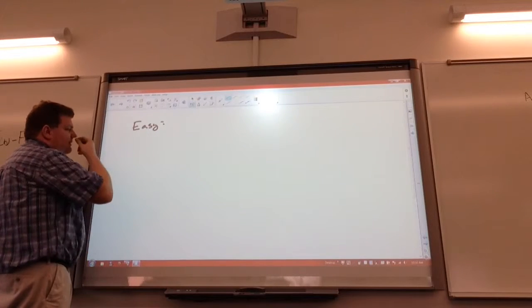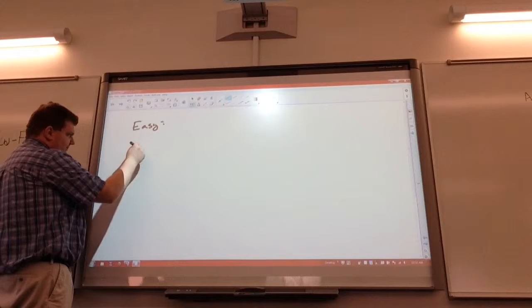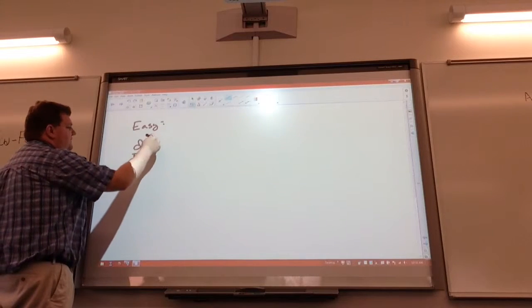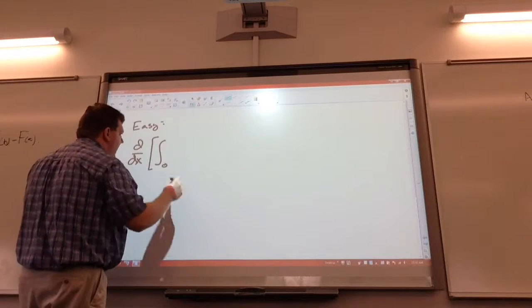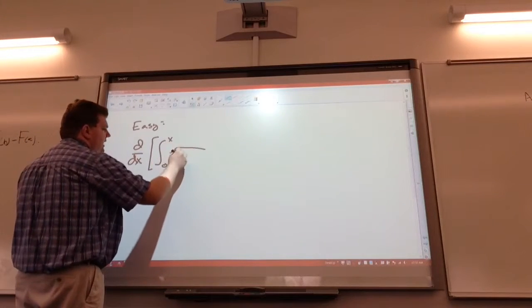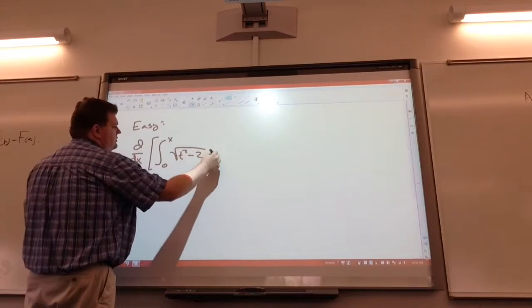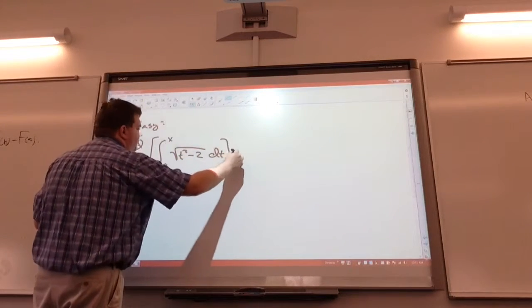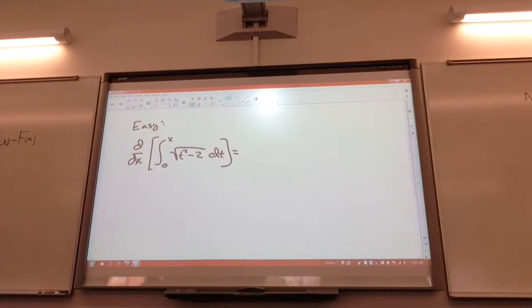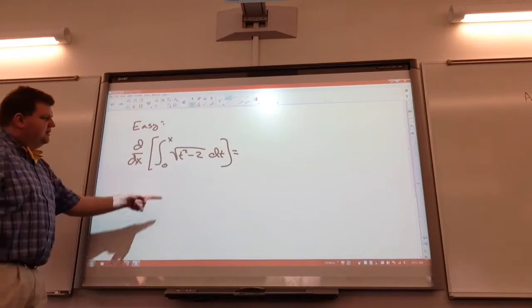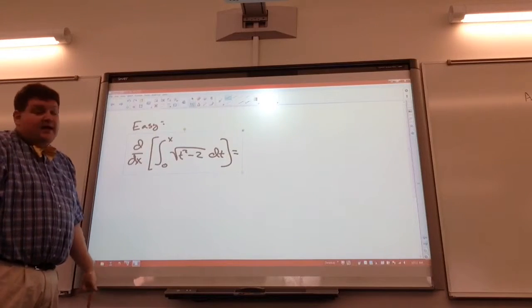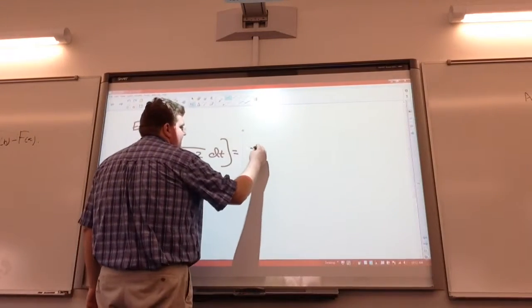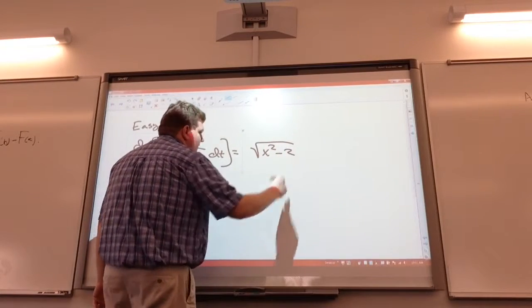So an easy example might be something like this: calculate the derivative with respect to x of the integral from 0 to x of the square root of t squared minus 2 dt. Now, this one is easy because the answer is just going to be this thing with x in place of t. That's what the theorem said, and indeed, that would be the answer.